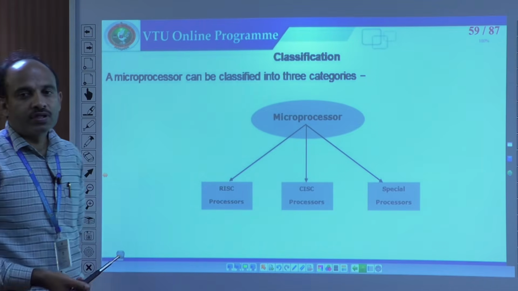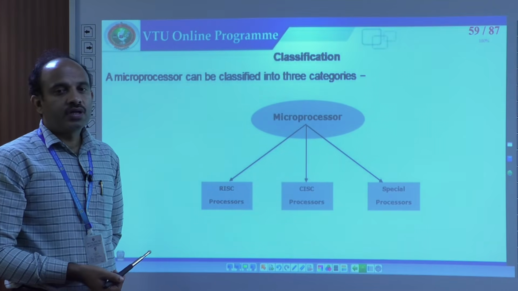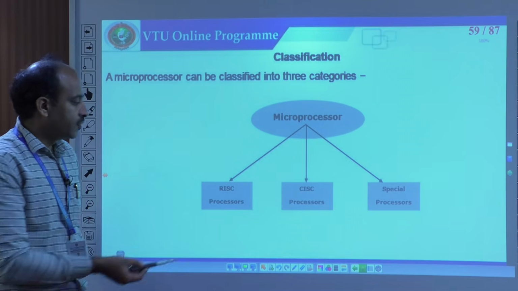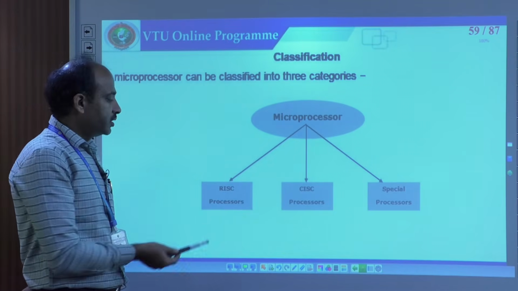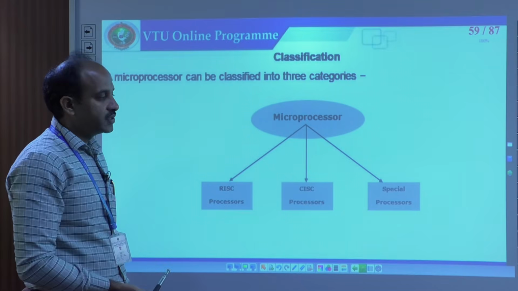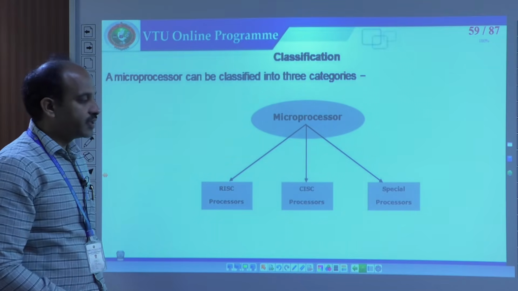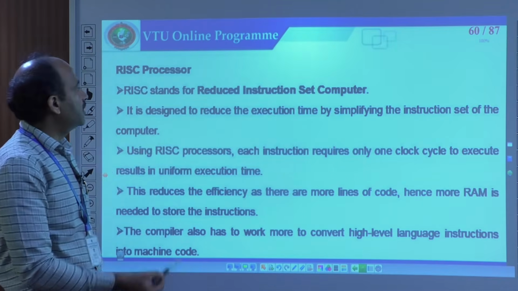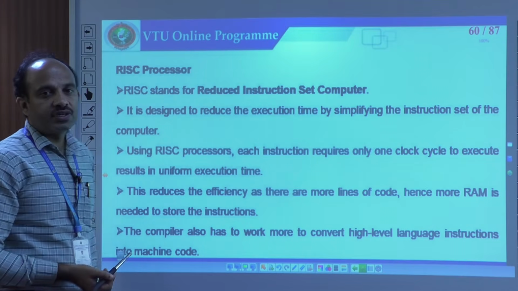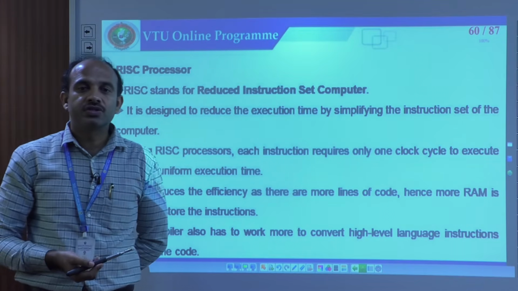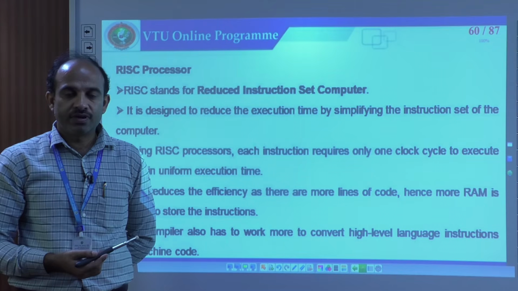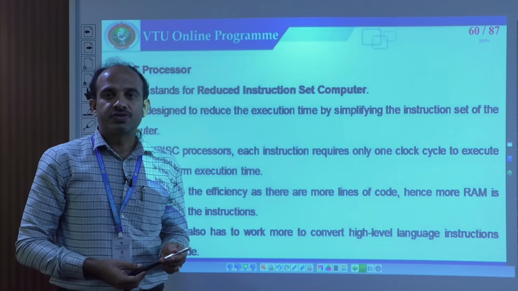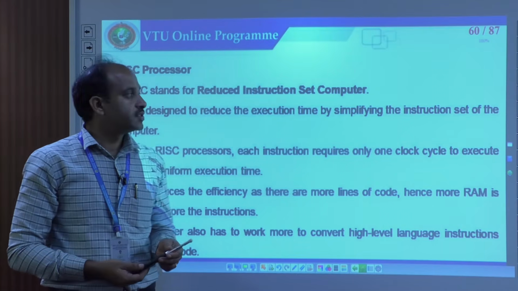So now we will talk about the classification. These are the major classifications of microprocessors. All the processors are built as either RISC processors, CISC processors, or special processors. We will talk about only RISC and CISC. What exactly is RISC? It is a reduced instruction set computer. The same thing can be used in microcontrollers also. As we have discussed microprocessors, there is another concept called microcontroller, and there also we use the same RISC and CISC.